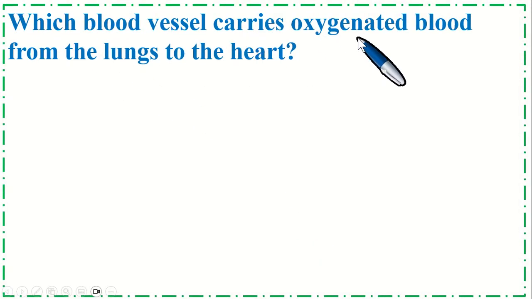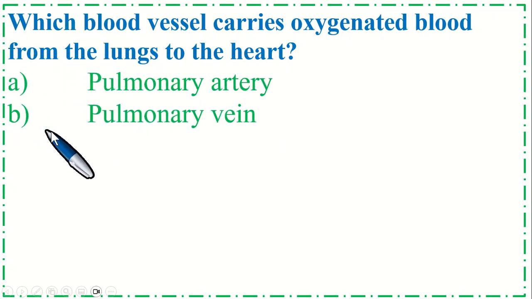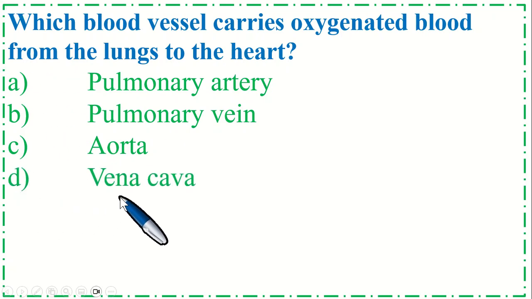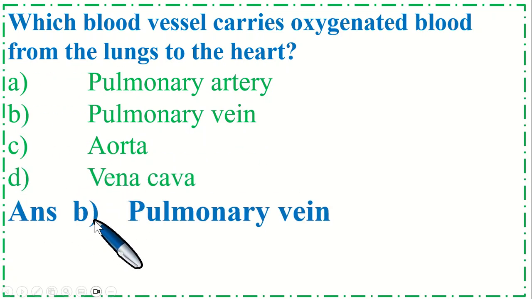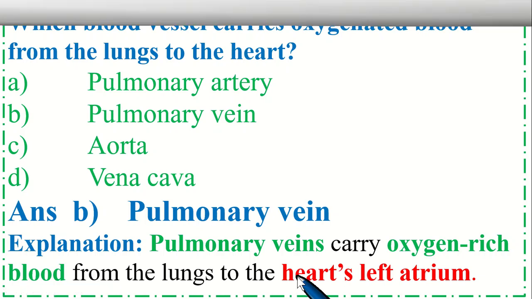Which blood vessel carries oxygenated blood from the lungs to the heart? Option A, pulmonary artery, B, pulmonary vein, C, aorta, and option D, vena cava. So the correct option is B, pulmonary vein. The pulmonary vein carries oxygen-rich blood from the lungs to the heart's left atrium.